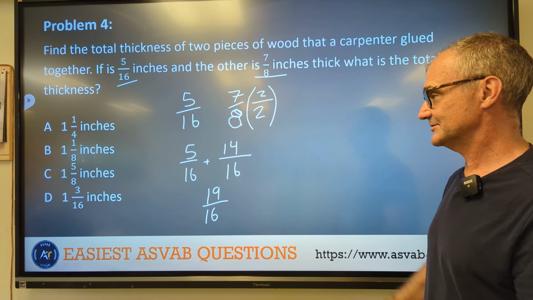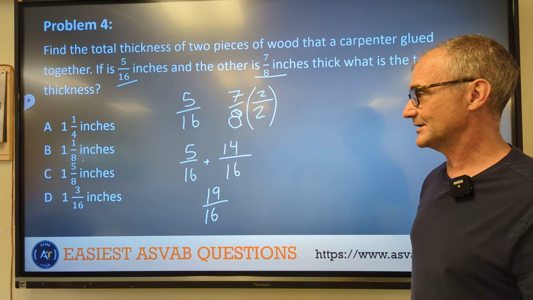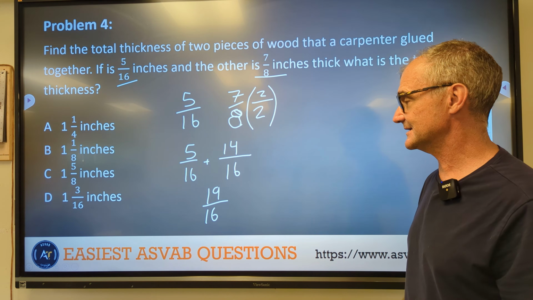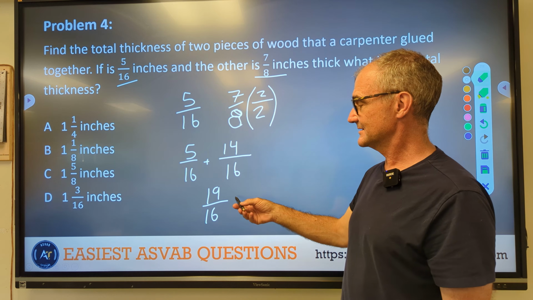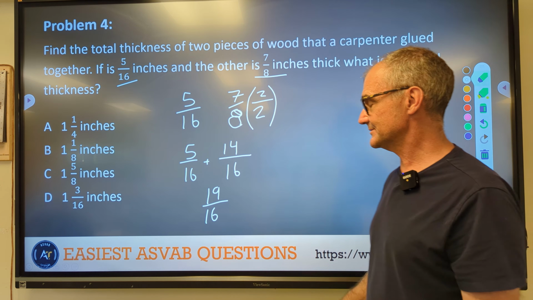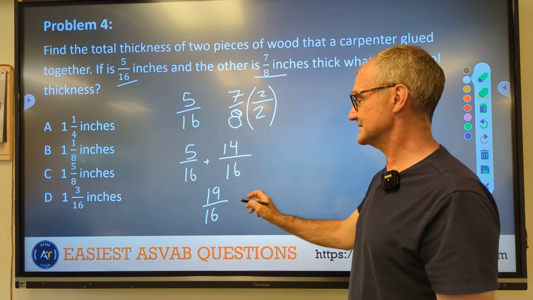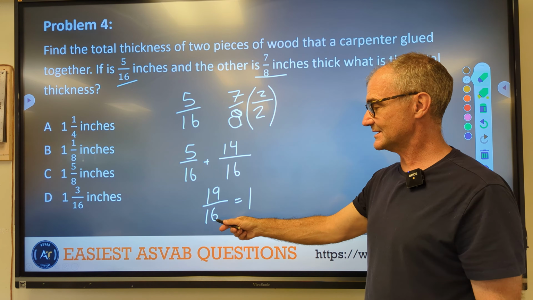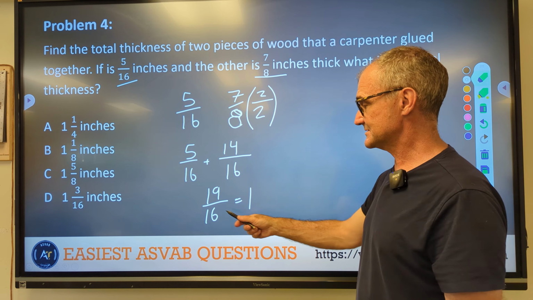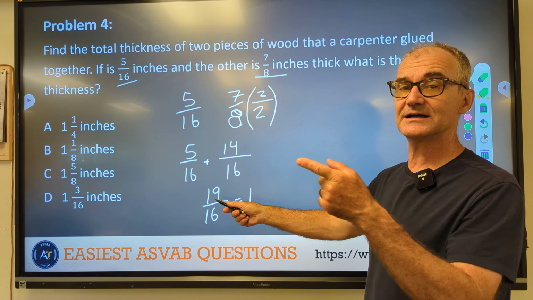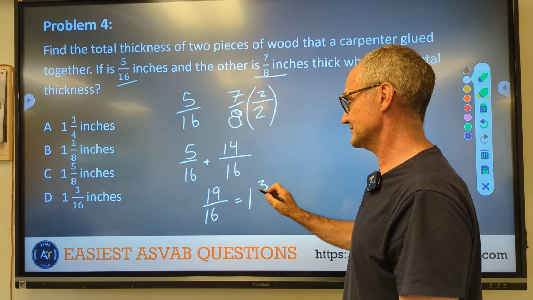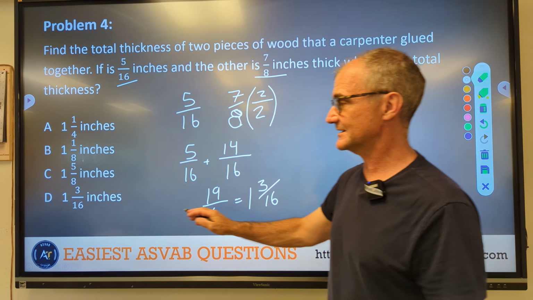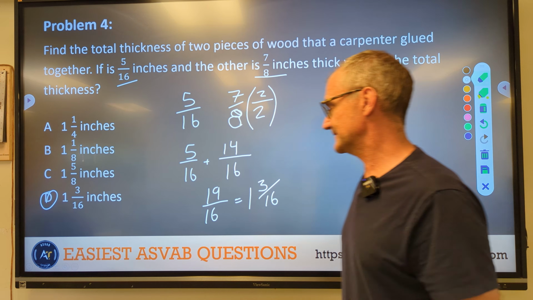It's kind of a tricky algorithm or process. I look over there, nothing's there, that's the same as that. So now I've got to turn this into a mixed number. 16 goes into 19 one time. 19 minus 16 is 3. So 16 goes into 19 one time with 3 left over. So it's 1 and 3/16. Correct answer, answer D, right here.